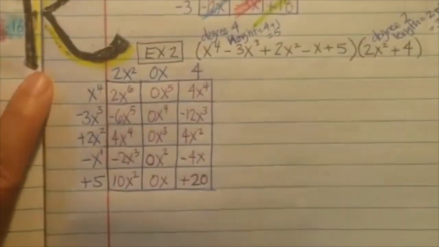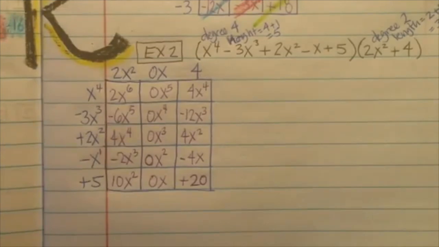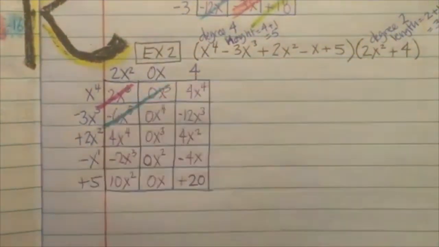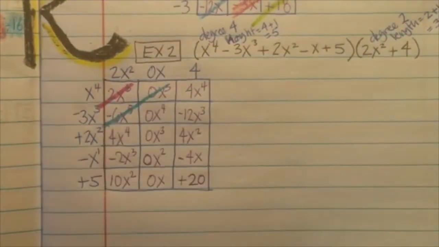Alright, so the like terms are the diagonals, and you're just going to combine them. So take different colors and make diagonals. It's the easiest way so you don't skip anything.